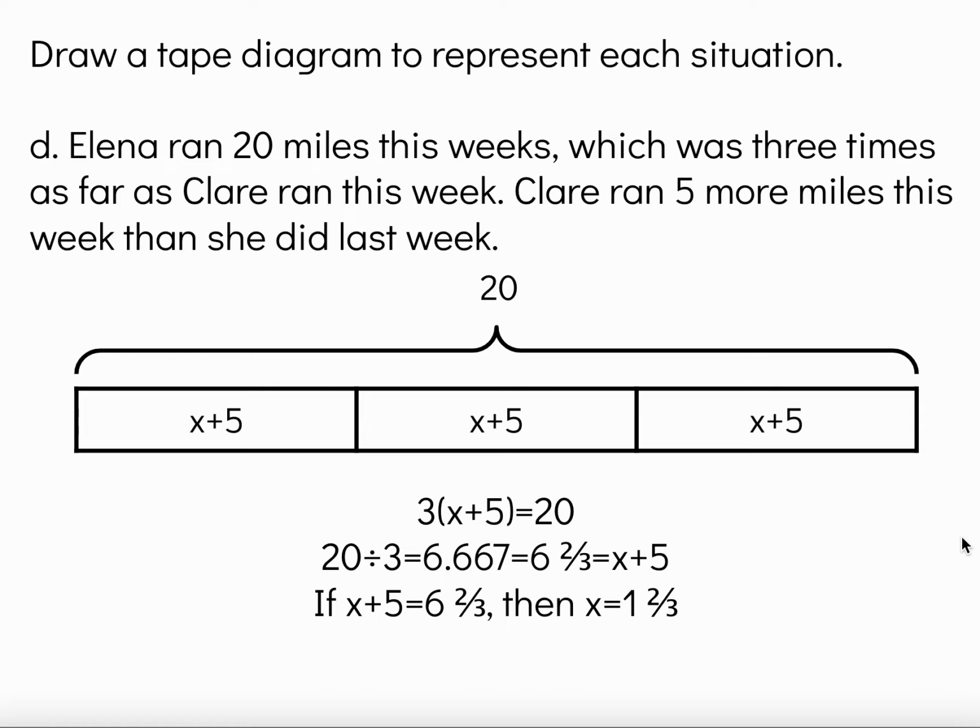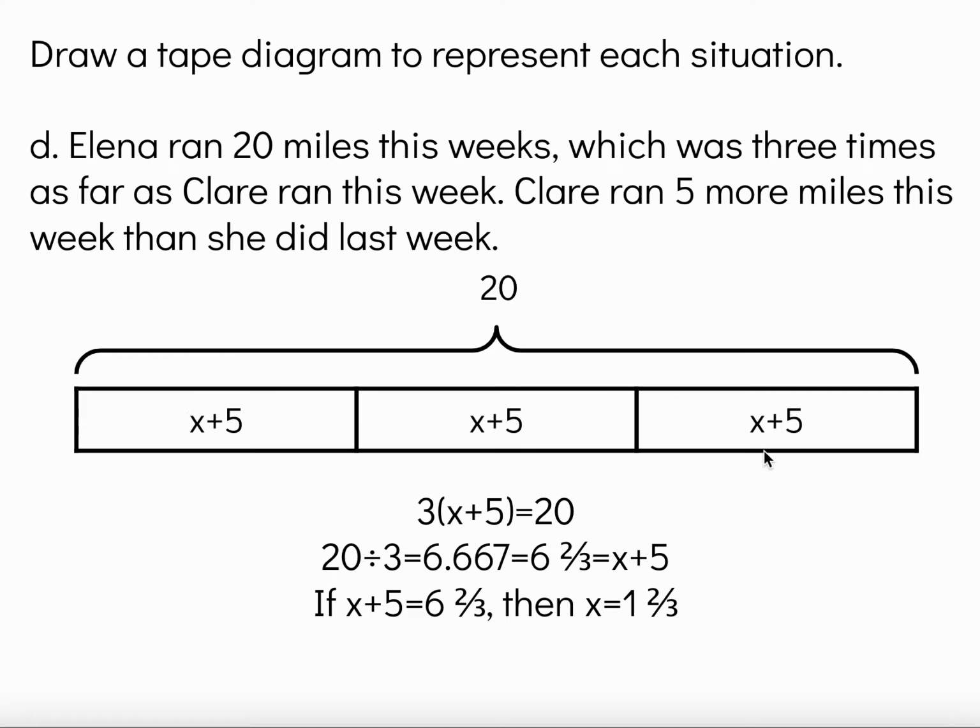Last context with Elena running. So Elena ran 3 times last week, and each time she ran the same distance as Claire and 5 more miles. So 3 times that she ran that same distance of Claire's first week plus 5 more miles. So I'm going to take this total and divide it by 3 to figure out what she ran for each of those days.